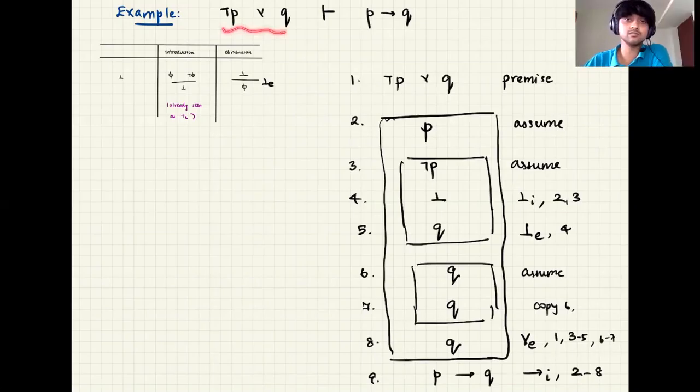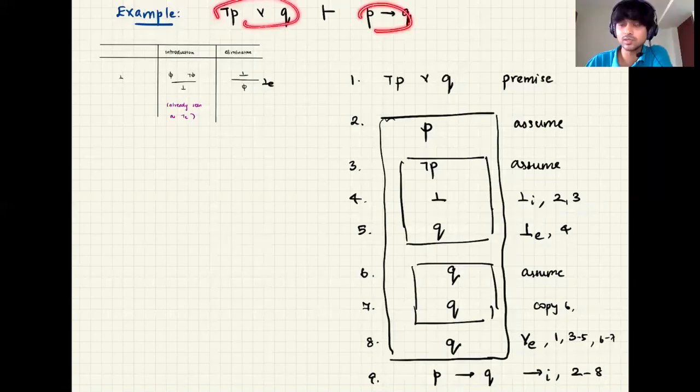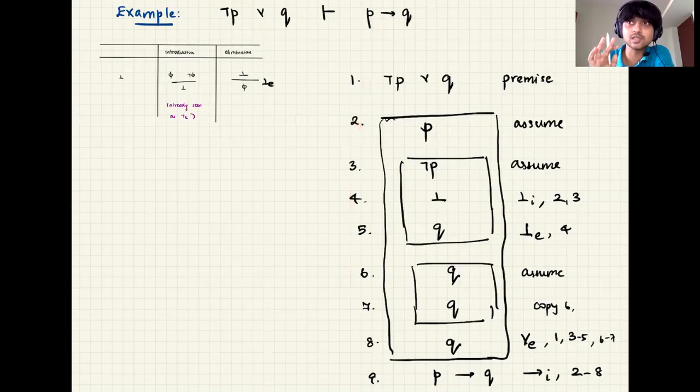In fact, the truth table of P implies Q and not P or Q is the same. So if this is true, this is true. From the truth table, it is clear. But we want to derive it without making use of this semantics. Starting from this, can we syntactically apply the rules and get to this? That is the point.